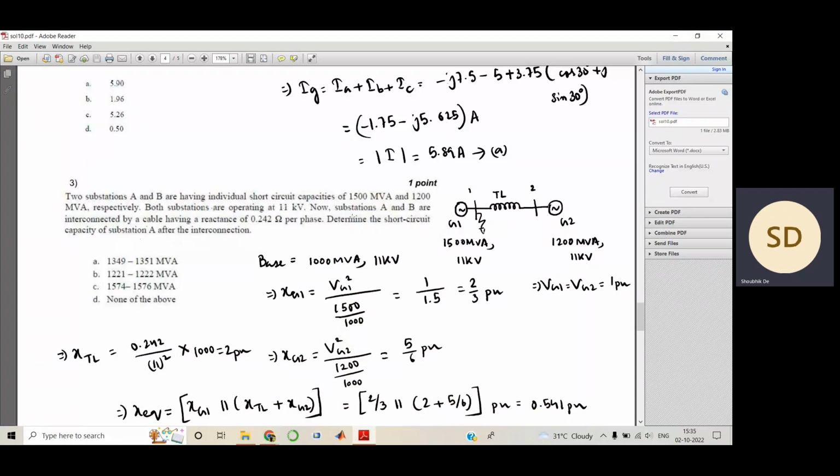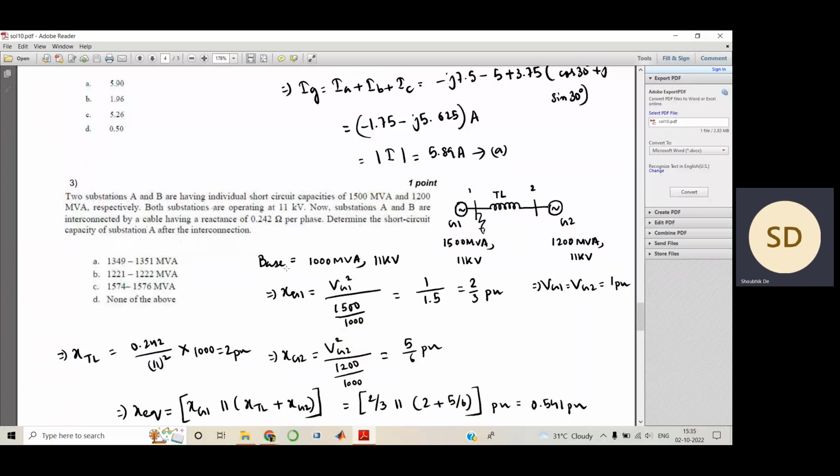So whenever you see this kind of line that says determine the short circuit capacity of a component or of a substation, you have to assume that there is a three-phase fault. Basically, you have to short that component, and hence your circuit diagram would look something like this. So this is the whole system that we have at our hands.